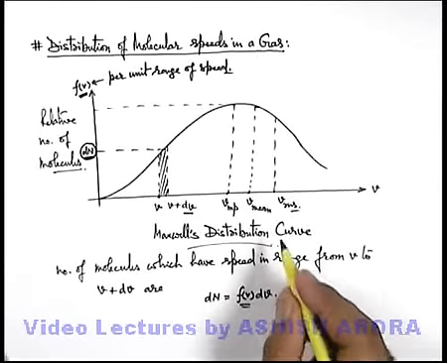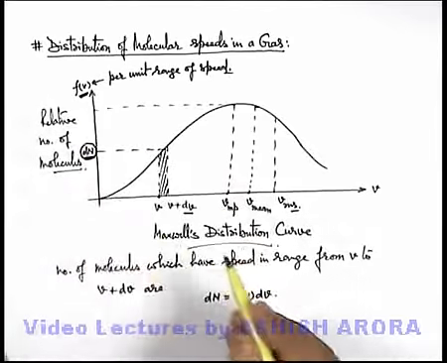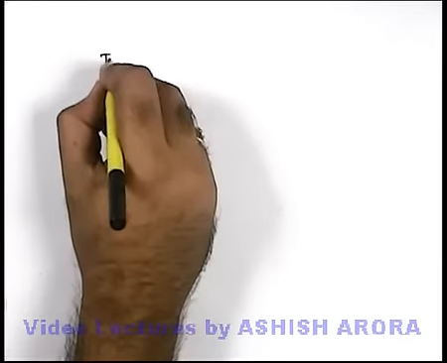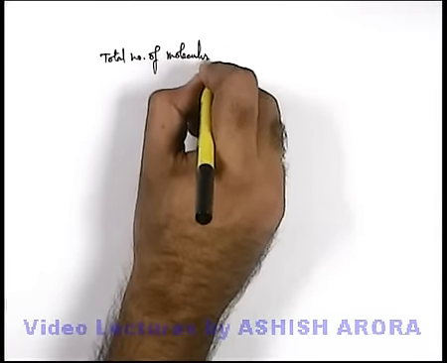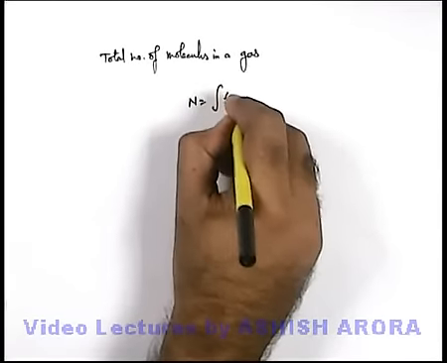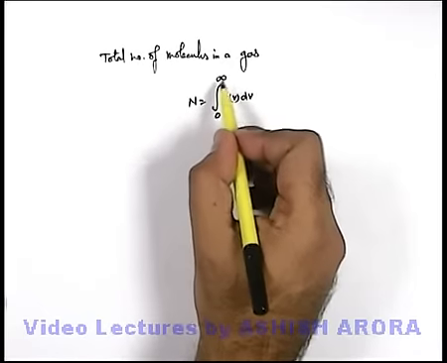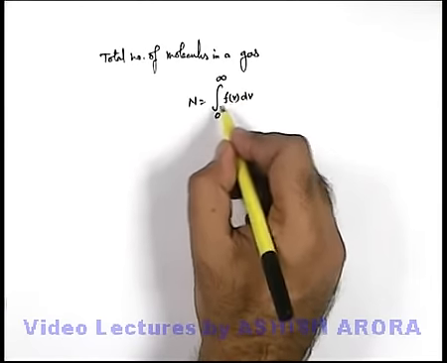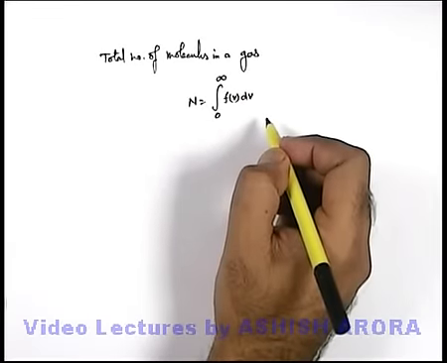Now we can also find out the total number of molecules if we have the distribution function. So here the total number of molecules in a gas can be directly calculated as the integration of f(v) dv from 0 to infinity. Practically no molecule is moving at a speed of infinity, but to get the proper area below the curve, we can integrate it from 0 to infinity for the theoretically absolute value.